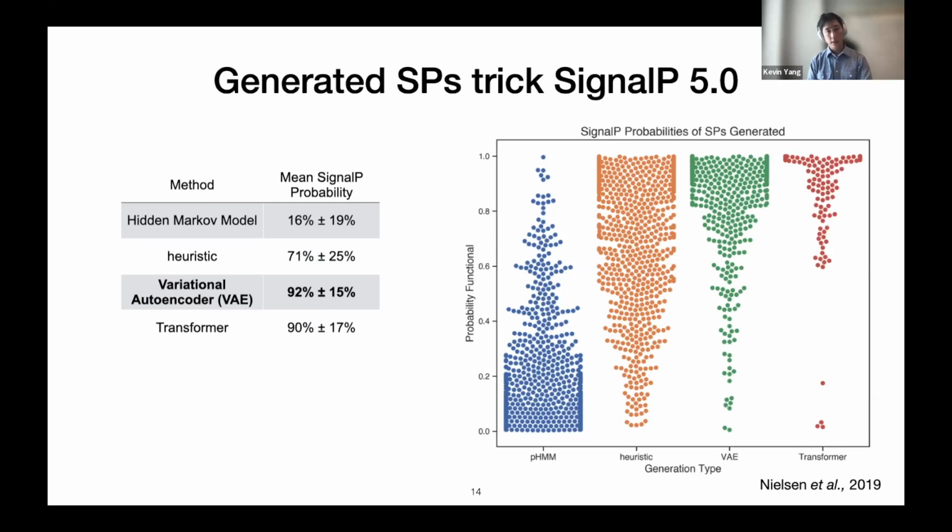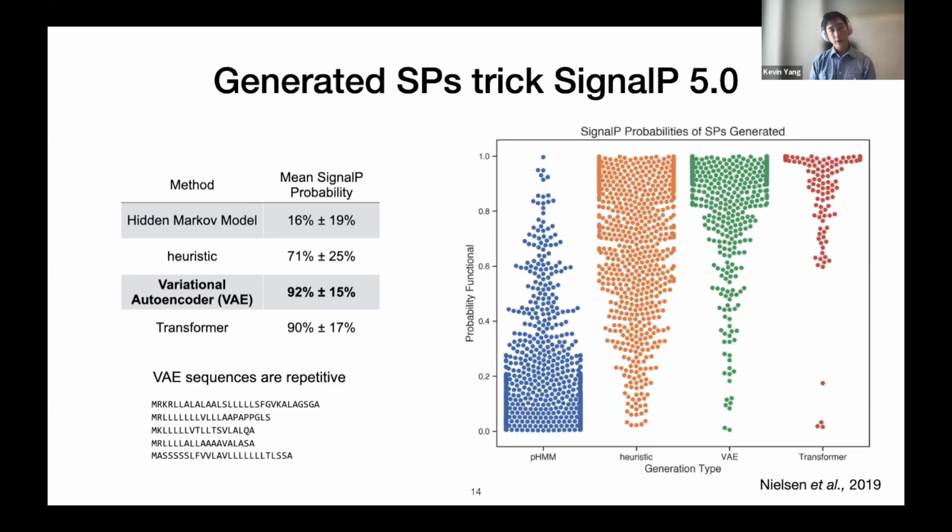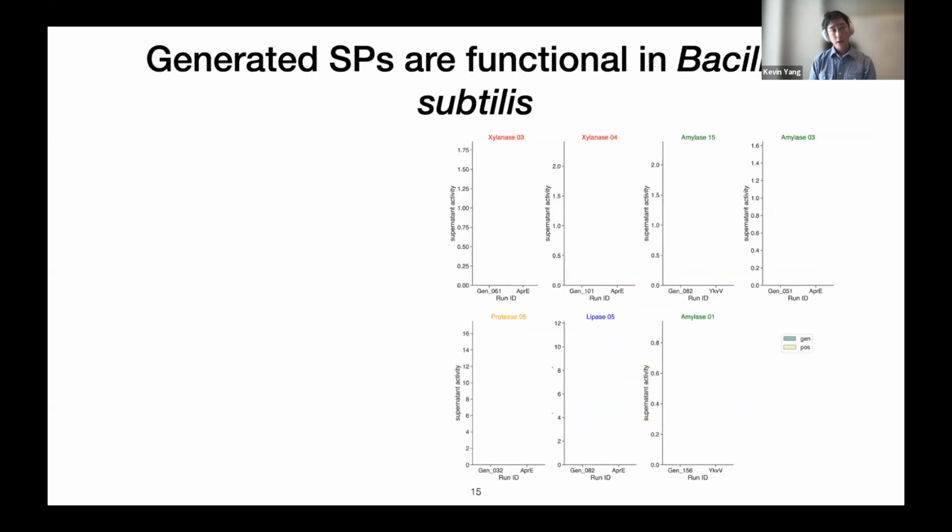And the variational autoencoder is unconditional. So it's trained only on signal peptides. It doesn't look at the mature proteins. The reason we ended up going with the transformer framework, the machine translation framework, is because the VAE sequences tend to be very low entropy and repetitive. That's analogous to how images generated from VAEs tend to be blurry. Okay, so they work computationally.